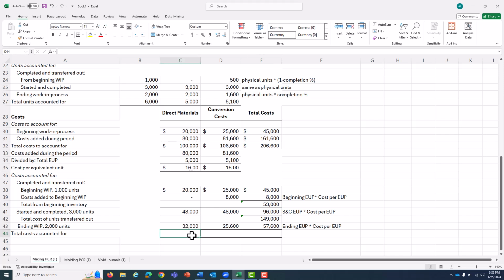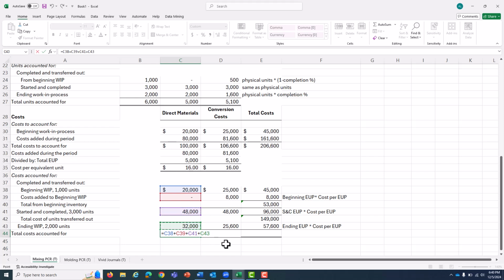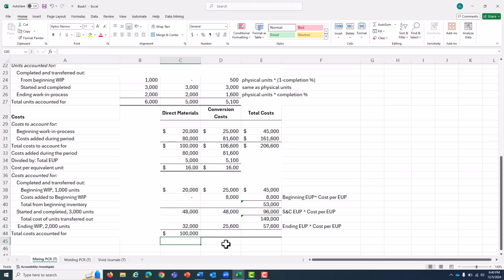So what are our total costs that we have accounted for? Well, for our direct materials, we accounted for the $20,000 that was already committed to beginning WIP, the $0, if you will, of material costs that we added to it, the $48,000 in material costs we put into the units that we started and completed during the period, and the $32,000 in material costs that we committed to the units which ended up in ending WIP.